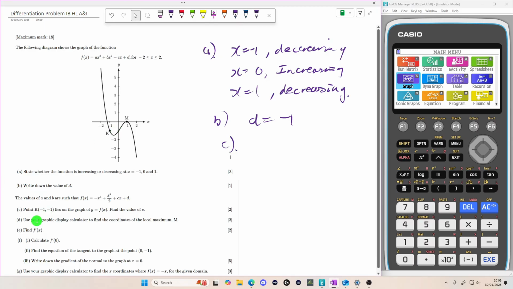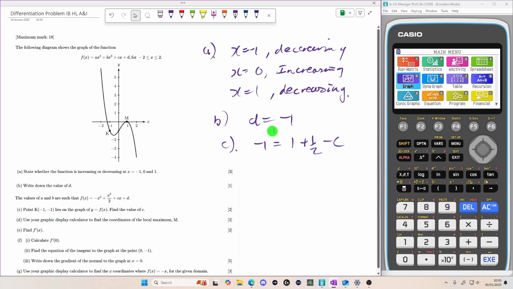Part C. We know the values a and b are such that we've got f of x equals minus x cubed plus x squared over 2, and the point minus 1 lies on the graph. Find the value of c. So if we put that minus 1 into here, the y value is minus 1 equals, if you put minus 1 into x cubed, you get minus 1 cubed, which is minus 1, and it's minus that, so it's just 1. Minus 1 squared is also 1 over 2, so we're going to plus a half. And then we've got minus 1 times c, so it's minus c.